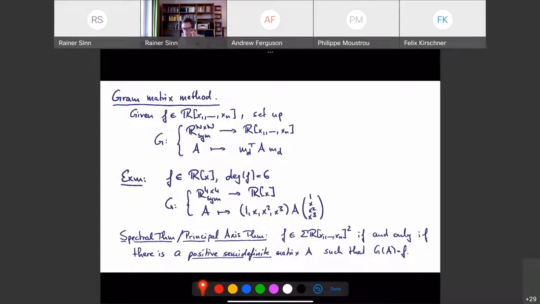And then it's an exercise to check, using whatever you want to call it, maybe the finite dimensional spectral theorem, maybe the principal axis theorem, that the polynomial is a sum of squares if and only if you can find a positive semi-definite A here, such that G of A is equal to F.